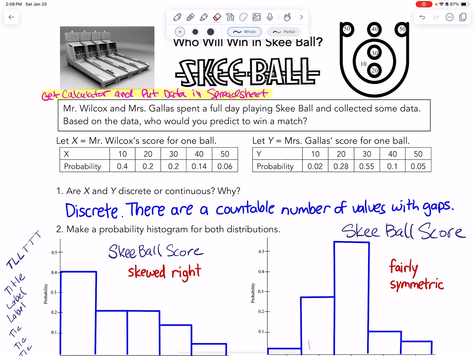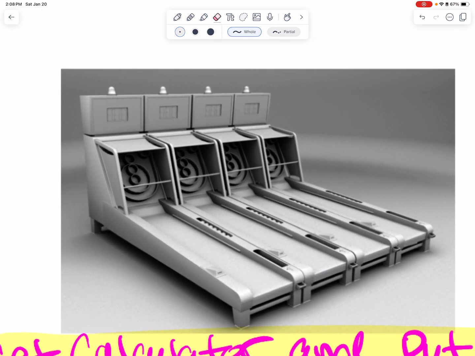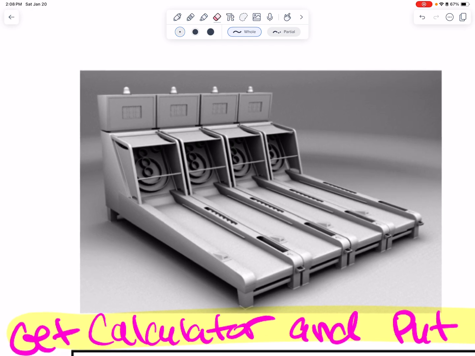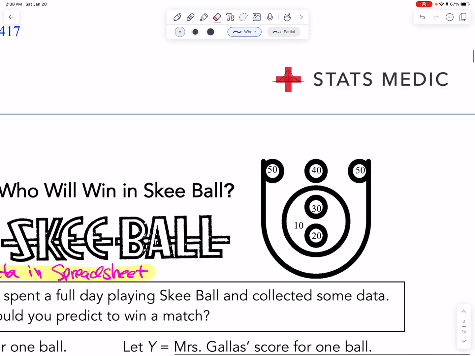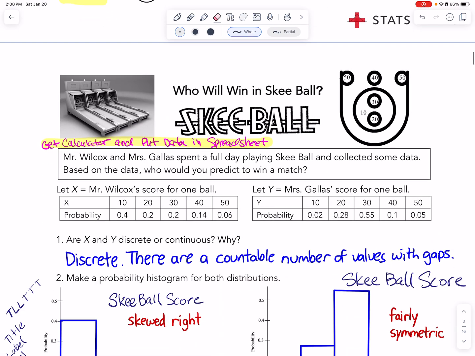Okay, so for this one, we are playing the skee ball game. If you remember Dave & Buster's or Chuck E. Cheese, this old skee ball game, and it's going through the probability of getting the ball into these different slots on the skee ball. So we have a game, Mr. Wilcox versus Mrs. Gallus. And the points are 10, 20, 30, 40, and 50. Mr. Wilcox went ahead and tried the game, and then Miss Gallus tried the game. And these are the probabilities they got for each one of their scores. So we're going to go ahead and do our lesson based on this.